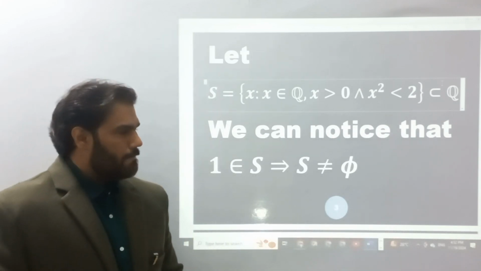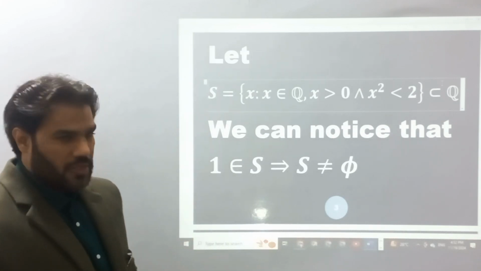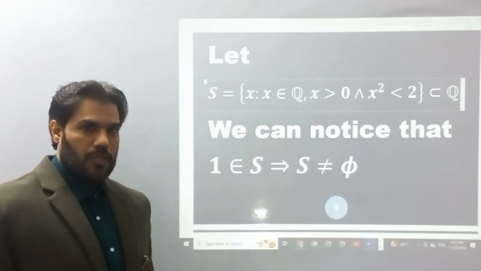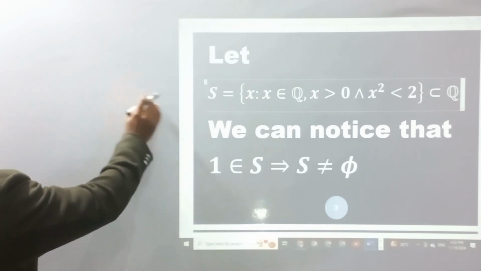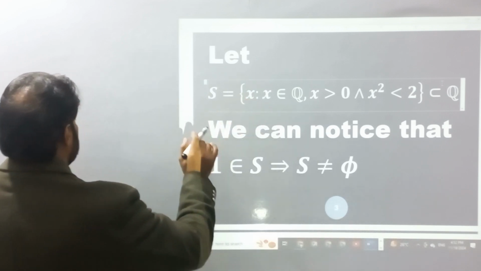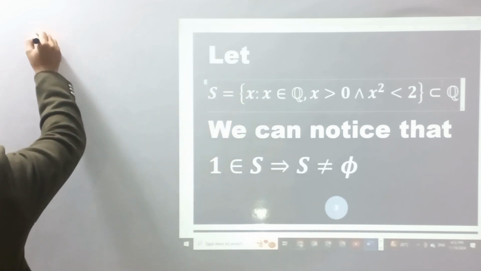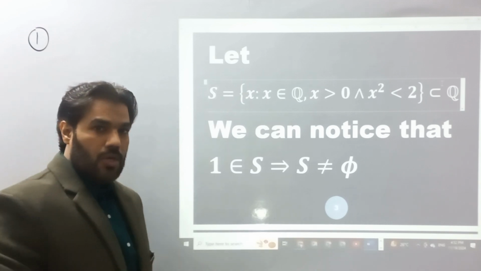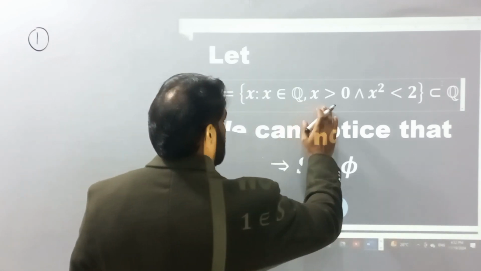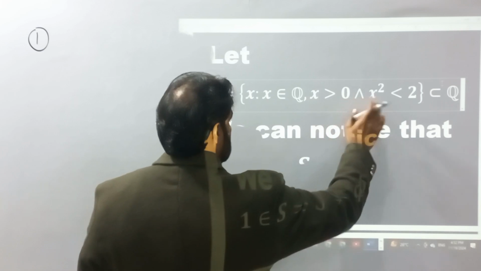Firstly, to prove this properly, I want to discuss some things that are very important here. What types of numbers are in the set S? You can observe that the set S consists of all those positive rational numbers whose square is less than 2.